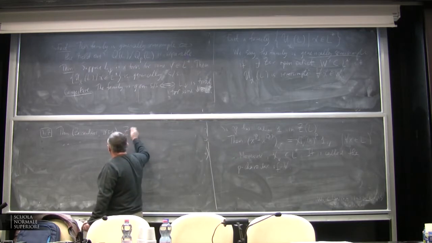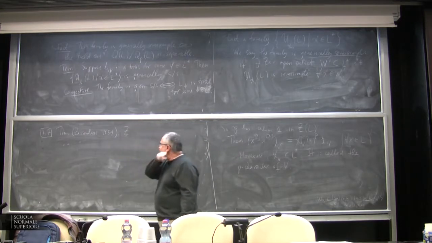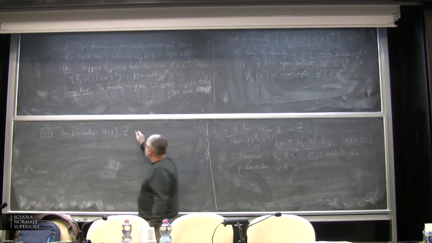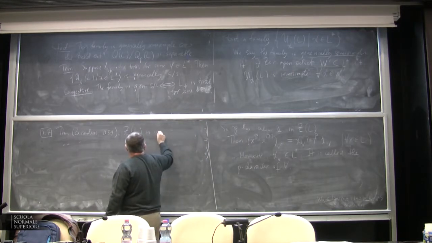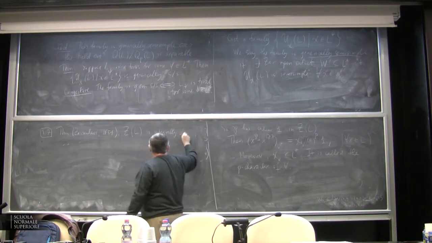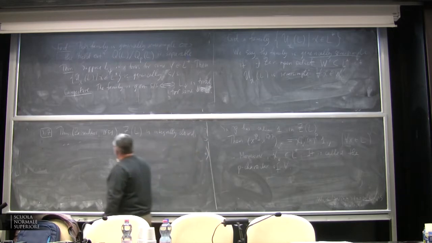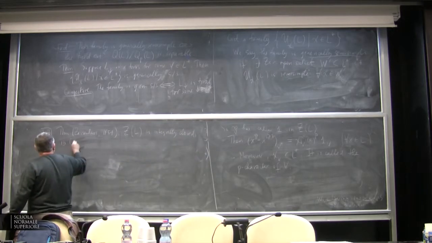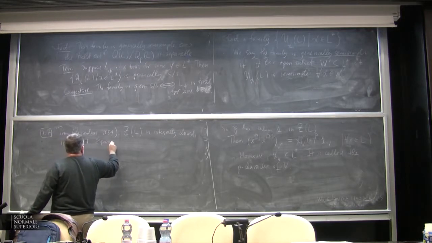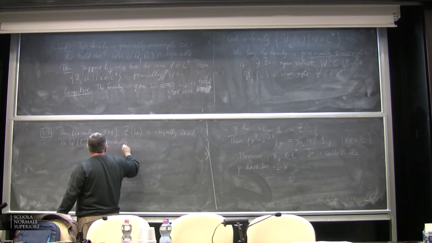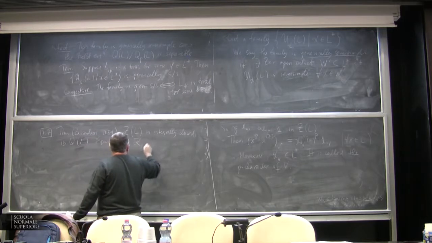So this says that for any finite dimensional restricted Lie algebra, in fact, it doesn't even have to be restricted, the center is integrally closed in its field of fractions. Equivalently, the Zariski variety is normal.